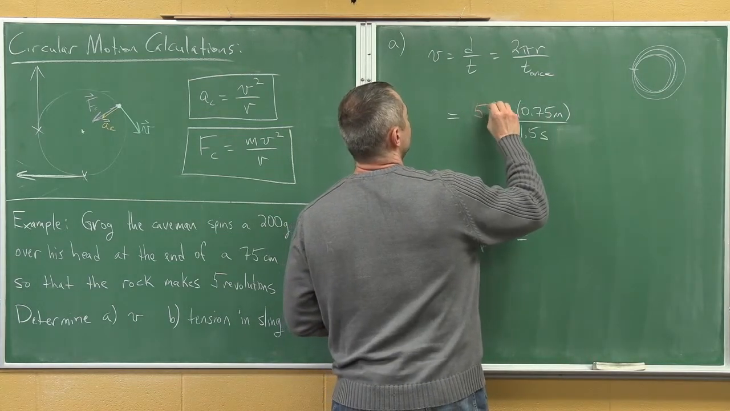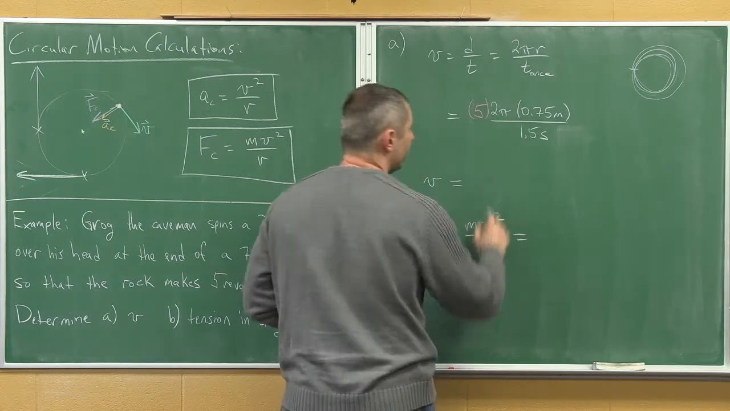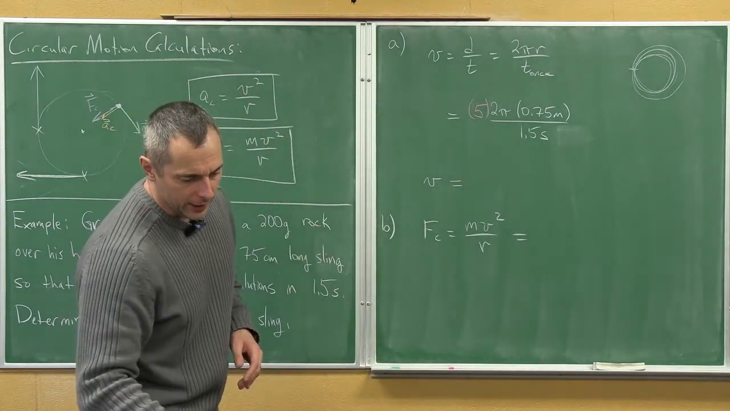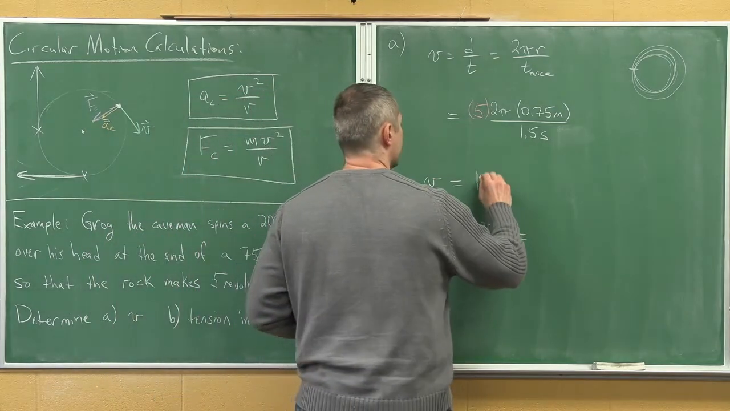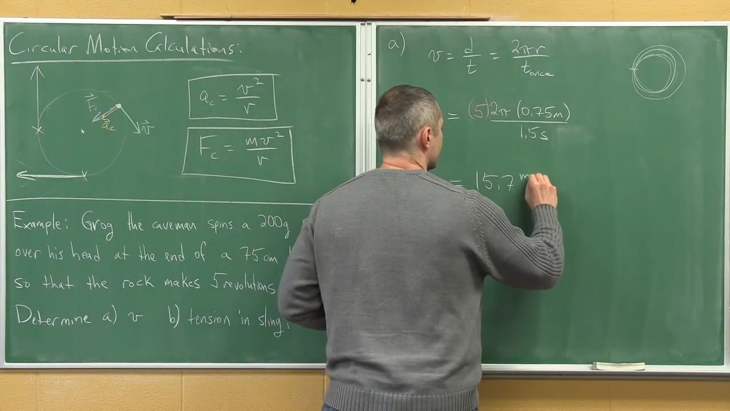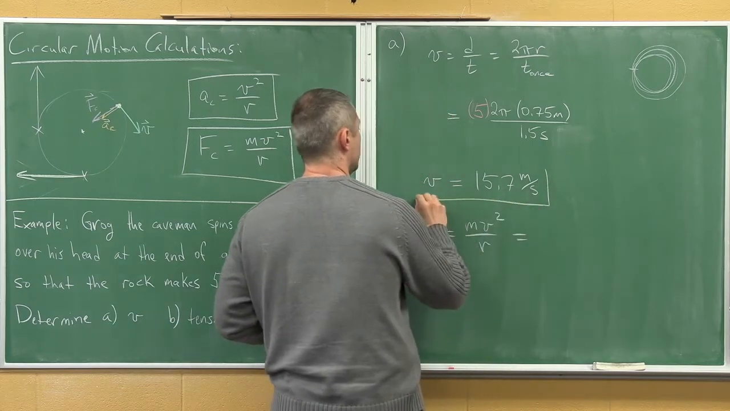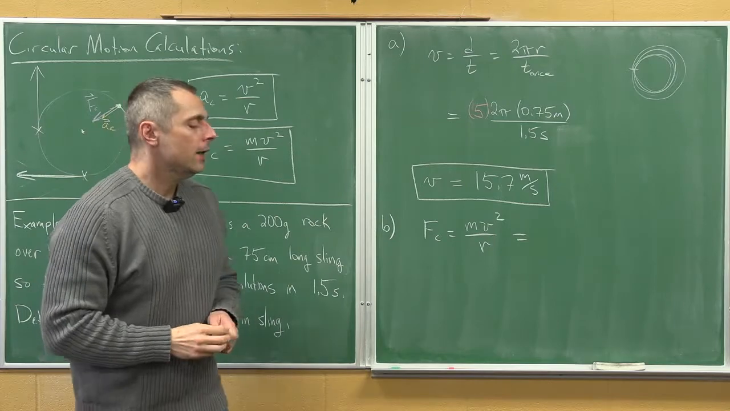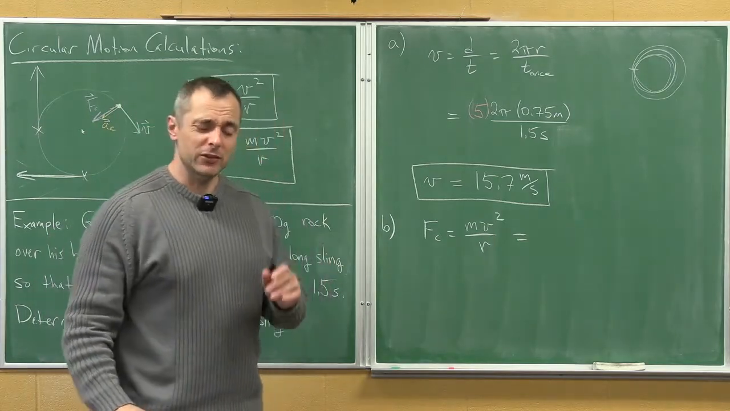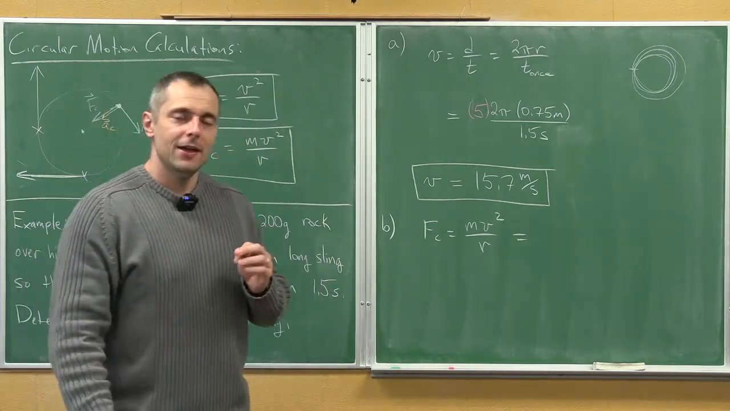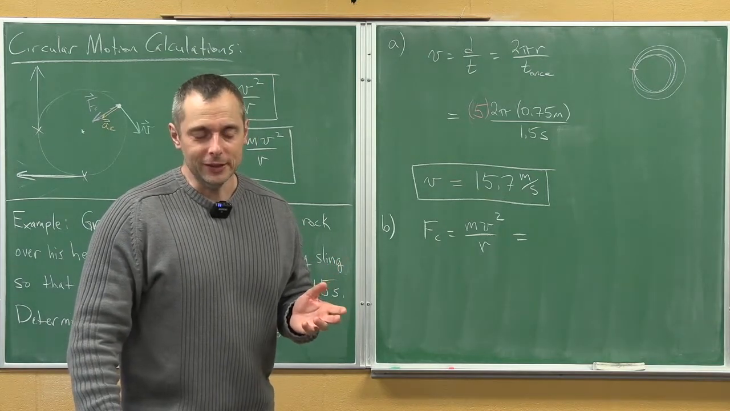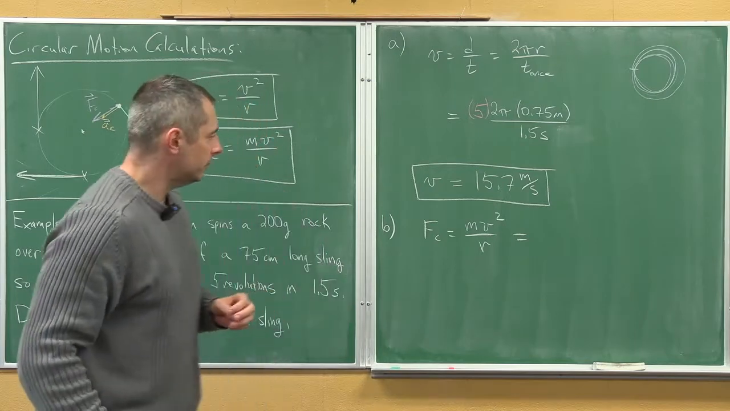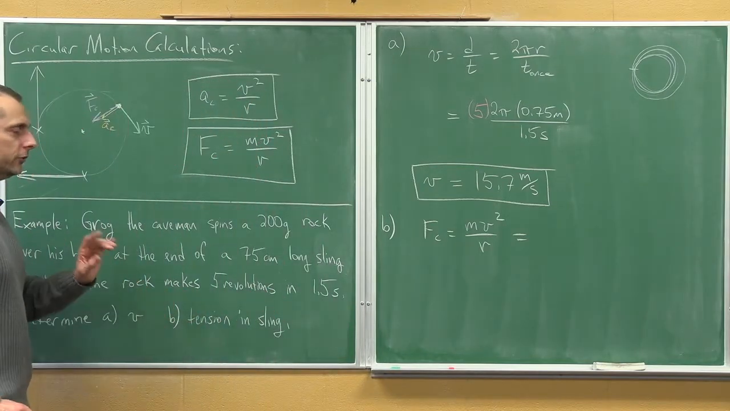Okay, so we need this again because it's going around 5 times in that 1.5 seconds. Now you punch this on your calculator, and I got 15.7. There's the speed of Grog's rock as he's spinning it around. Now, the tension in the sling, you might say, well, I don't have a formula for tension. It's the F centripetal formula. Any force can go into that formula. So that's what we're going to solve for.